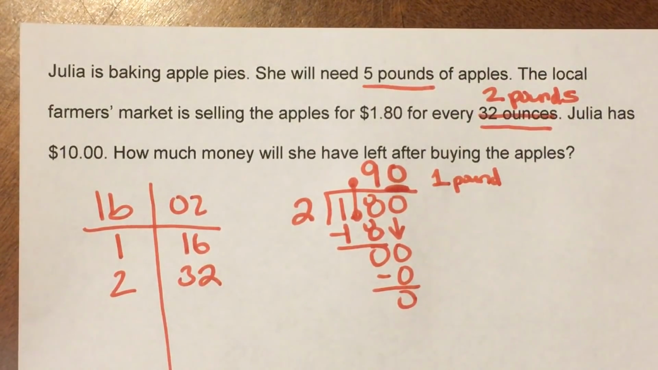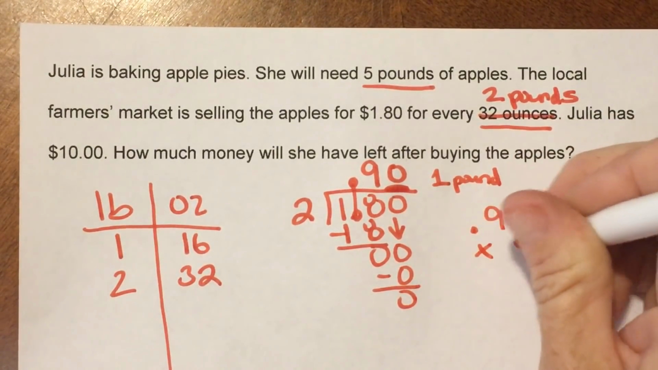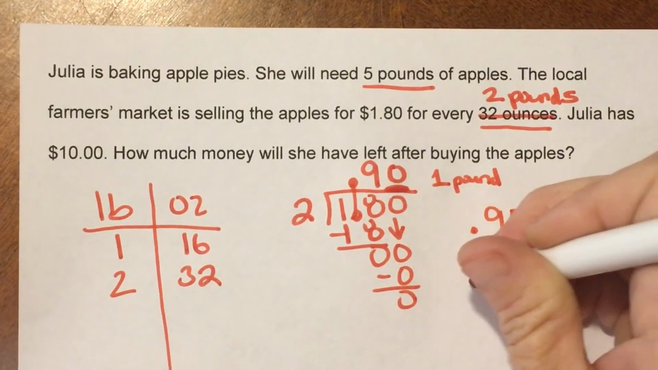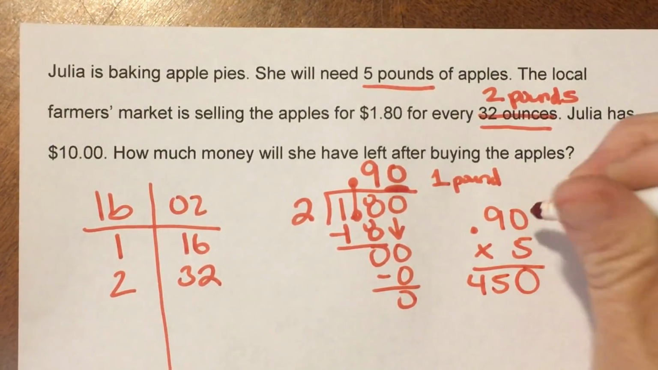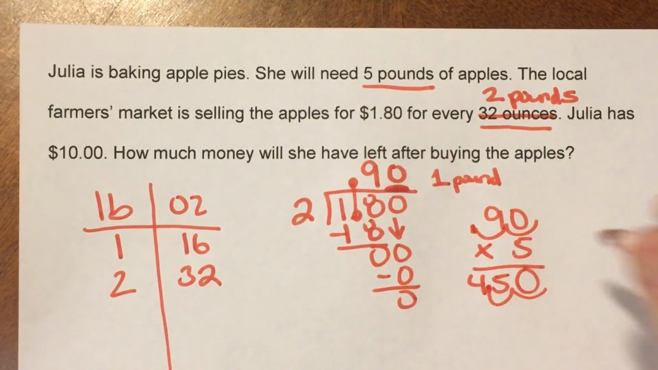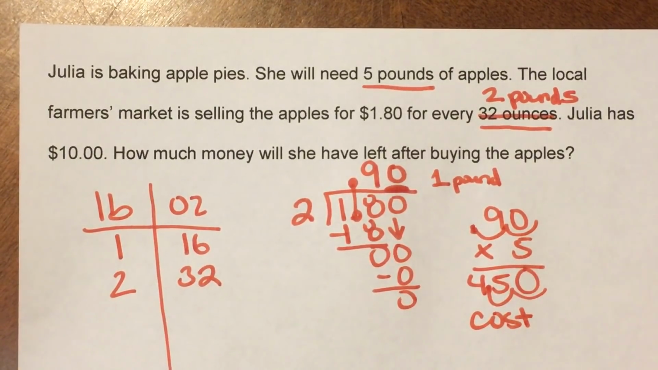Well, if she's going to buy 5 pounds, let's figure out how much that would be. 5 pounds would be 5 times 0 is 0. 5 times 9 is 45. And I'm going to remember my decimal. So 5 pounds is going to cost $4.50.